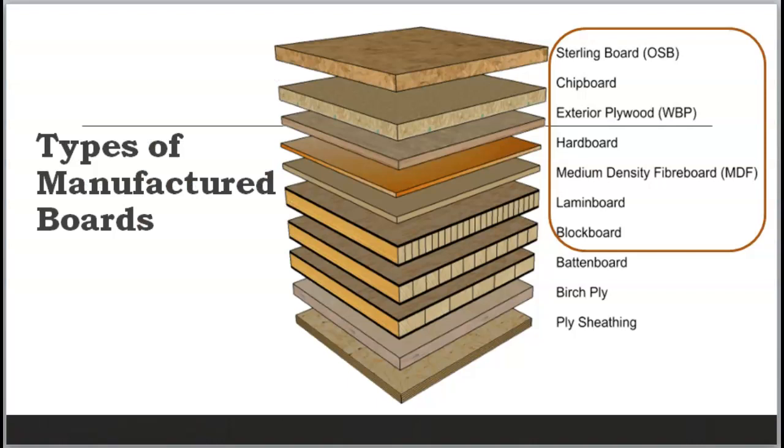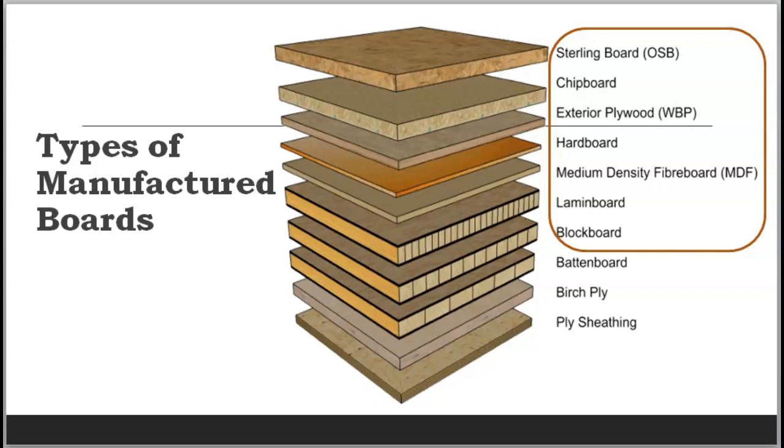Other types of manufactured boards are oriented strand board, also known as Sterling board, chipboard, exterior plywood or WBP, hardboard, again medium density fiberboard, lamin board, block board, batten board, birch ply, and ply sheathing. For the purpose of this presentation, we'll be looking at the OSB, chipboard, plywood, hardboard, medium density fiberboard, lamin board, and block board.